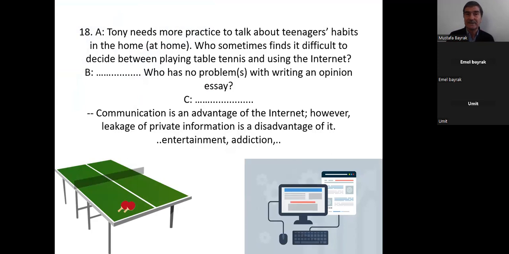18a. Tony needs more practice to talk about teenagers' habits at home. Who sometimes finds it difficult to decide between playing table tennis and using the internet? My new friend Alex finds it difficult to decide between playing table tennis and using the internet. Who has no problems with writing an opinion essay? Jakub has no problem with writing an opinion essay. So, okay. Jakub has no problem or Jakub has no problems with writing an opinion essay.